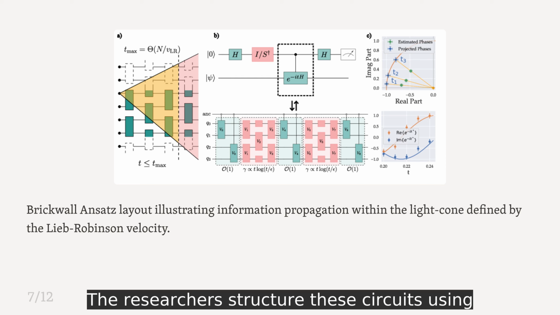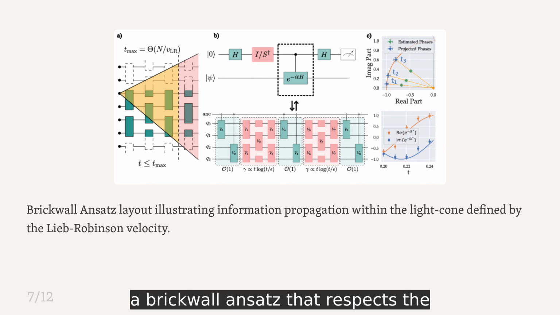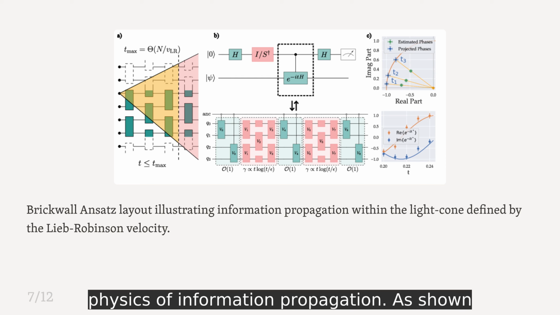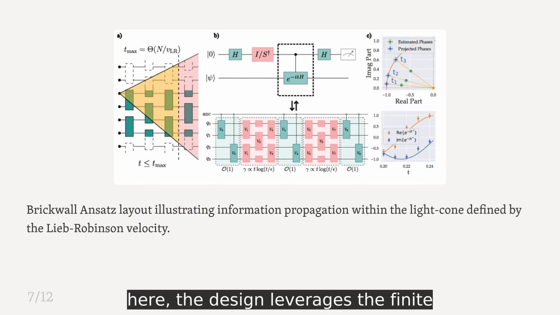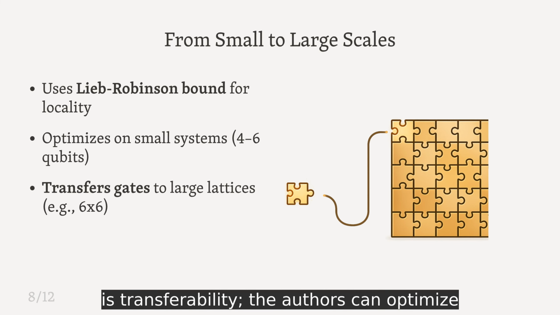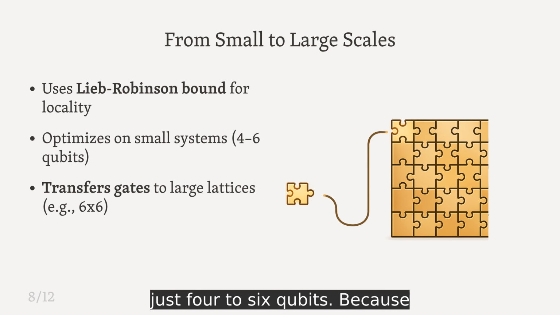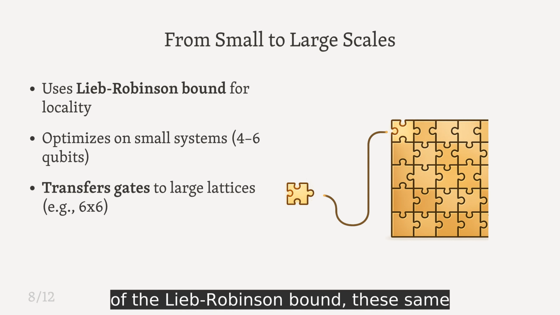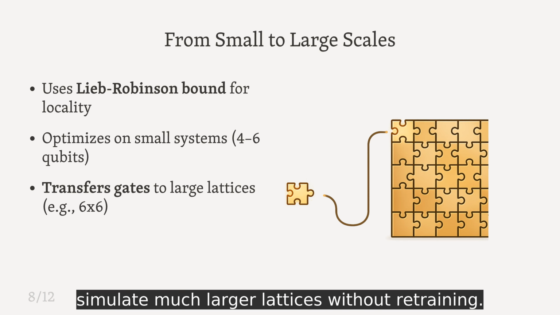The researchers structure these circuits using a brickwall ansatz that respects the physics of information propagation. As shown here, the design leverages the finite velocity of information flow to keep interactions local and efficient. A key advantage of this locality is transferability. The authors can optimize gates on a tiny system of just 4 to 6 qubits. Because of the Lieb-Robinson bound, these same gates can then be tiled to simulate much larger lattices without retraining.